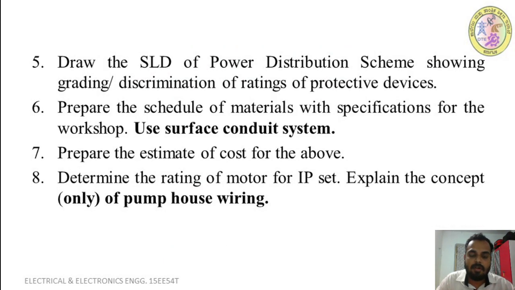Next, draw the single line diagram of the power distribution scheme showing grading and discrimination of ratings of protective devices. Next, prepare the schedule of materials with specifications for the workshop. Here we are using only the surface conduit system. Next, prepare the estimate of cost for the above problem. And in the last, we are going to discuss determining the rating of motor for an IP set and explain the concept of pump house wiring. So these are the course contents we have in Unit 4, that is power installations.